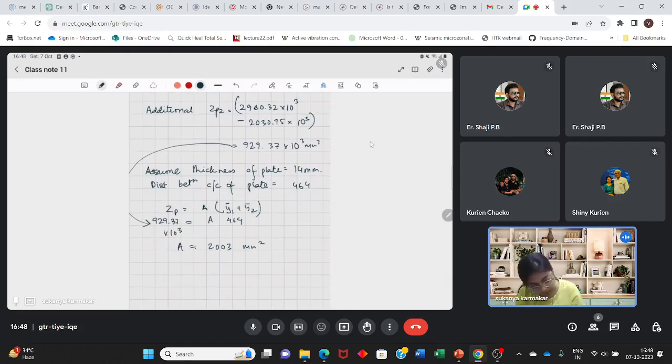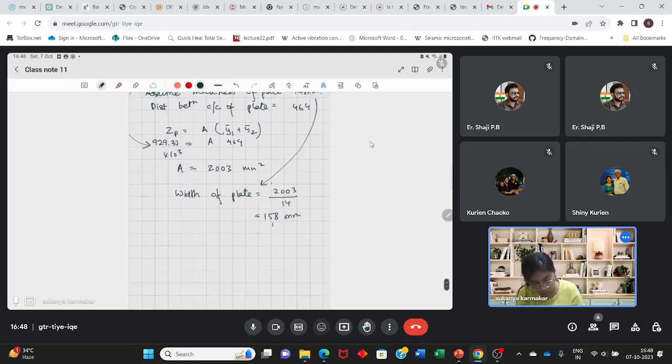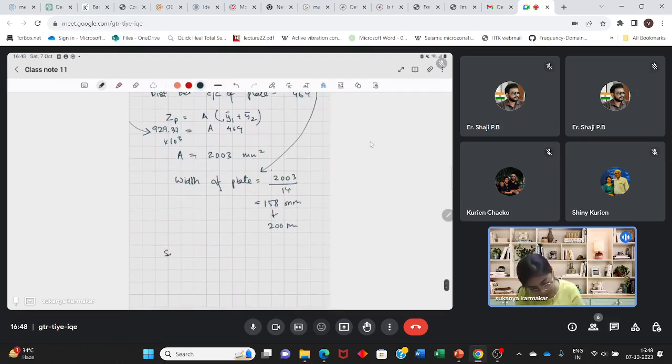Now we know that the thickness of the plate is 14 mm. So the width of the plate will be 2003 by 14, which is 158 mm. Now the width of the plate is rounded up to 200 mm. So the size of the plate is 200 mm width and thickness will be 14 mm. Okay. Now you have to check the plastic section modulus.